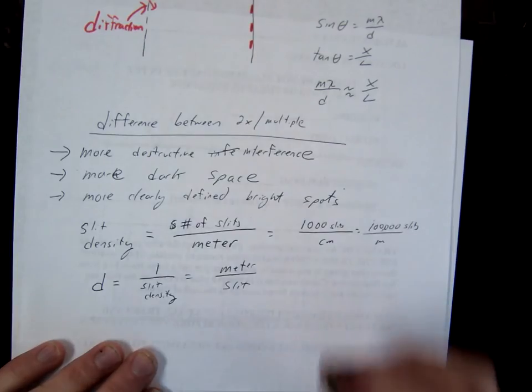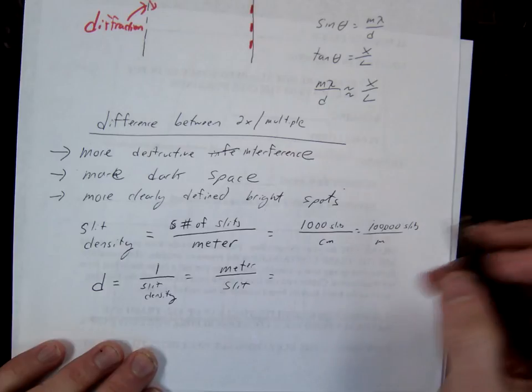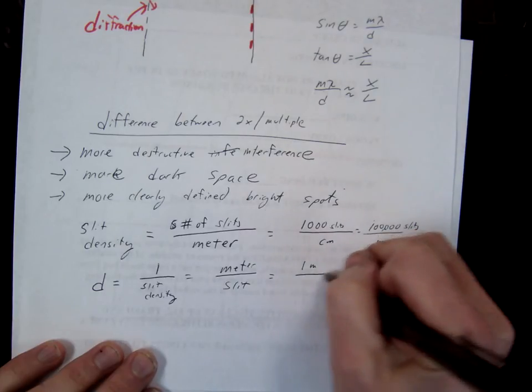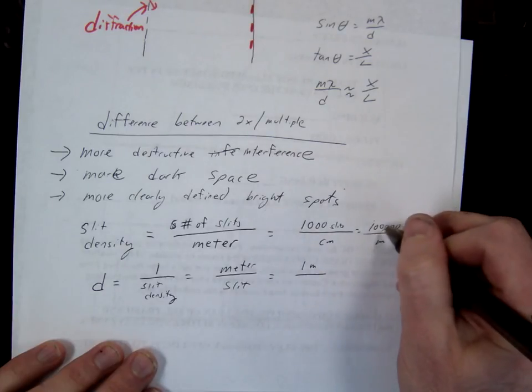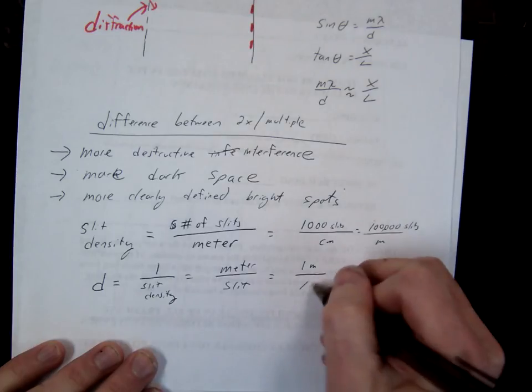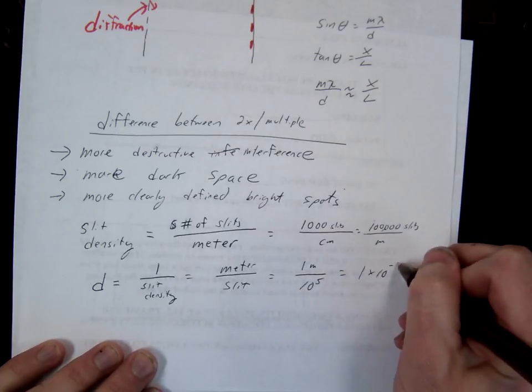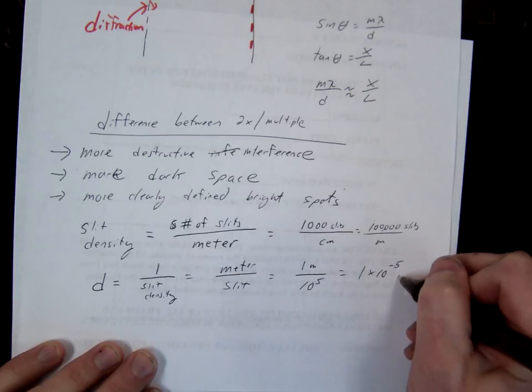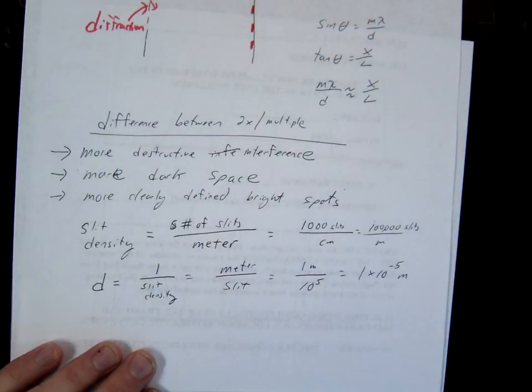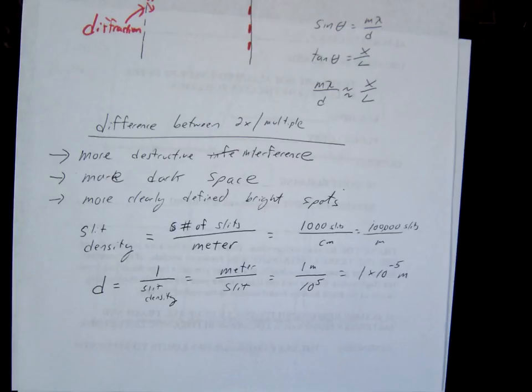So in this problem, for example, you'd have 1 meter over 10 to the 5th, so that would equal 1 times 10 to the negative 5th meters. So that's often a calculation you do need to make. Instead of d, they'll give you slit density.